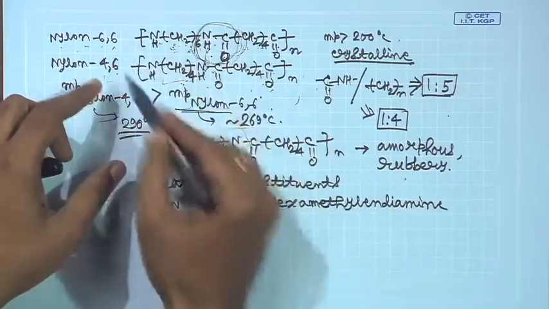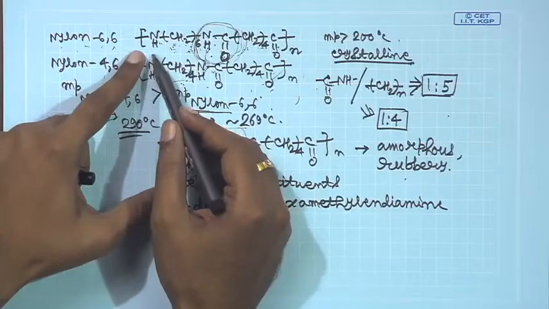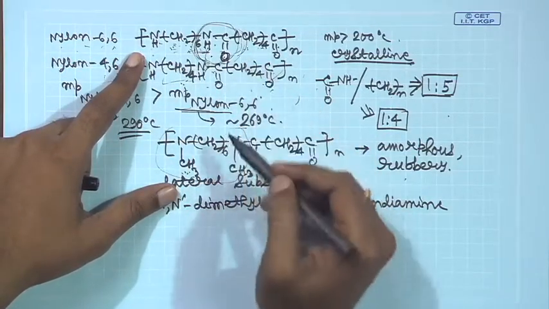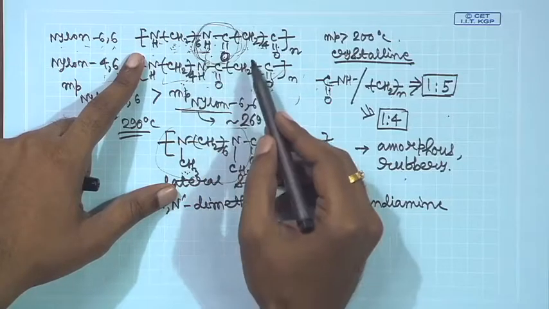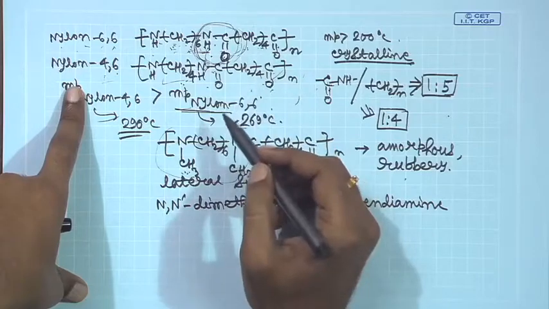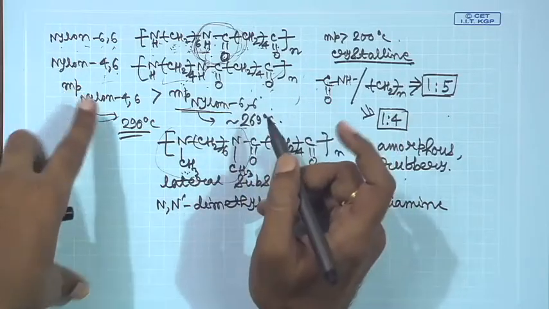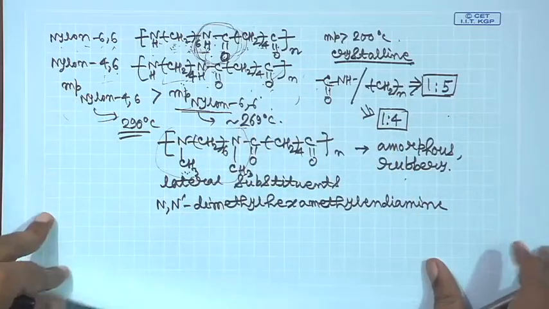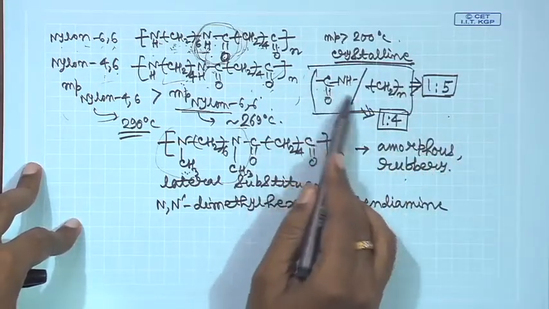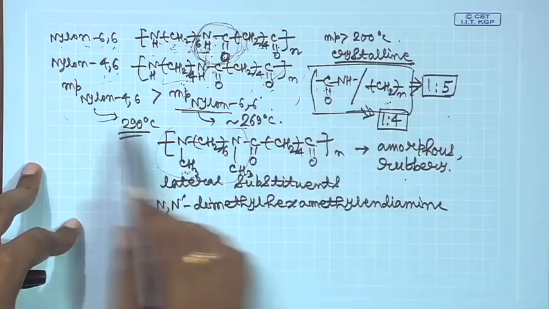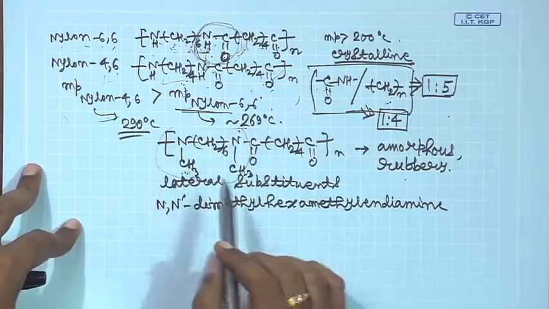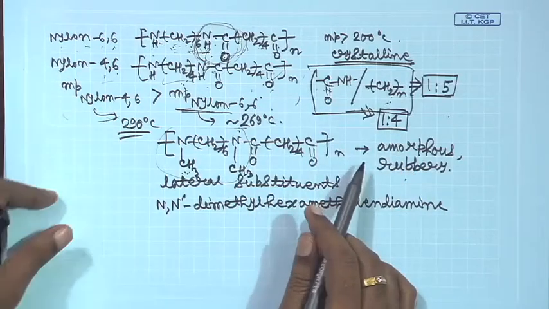Typically, if you are looking at nylons where your lateral substituents are not there, they are quite resistant to oil and solvent, and they are also quite tough, they have high strength and high thermal stability. And so what we have told is, the melting point increases when the ratio of the amide to CH2 units increases, as we have seen here. Not only that, the extent of hydrogen bonding interaction also increases and the crystallinity also increases.